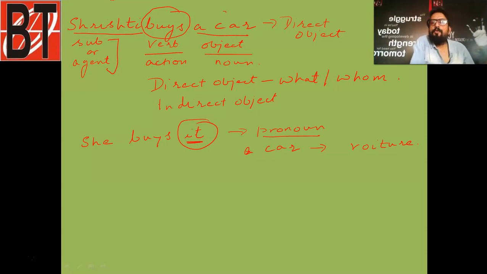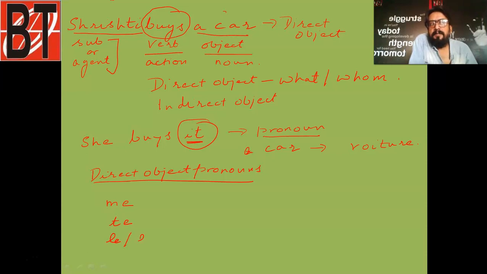Okay, so first I will write direct object pronouns. In French, it is me, te, la and le. Then you have nous, vous and les. Now what is the meaning of this me? In English, this me is me. This te is you. Remember that in the subject pronoun, it is tu.